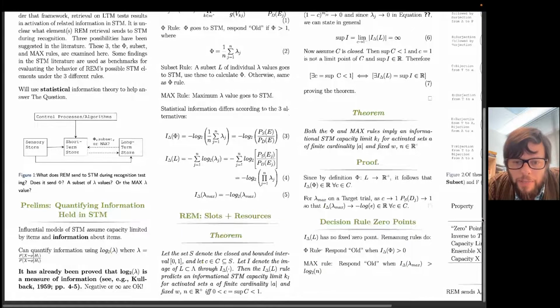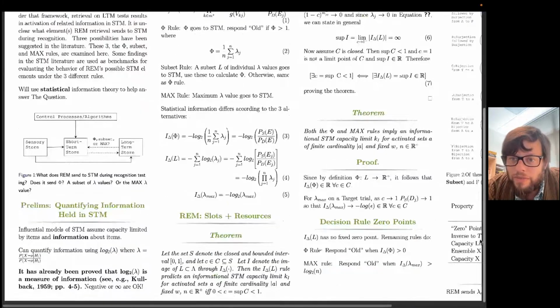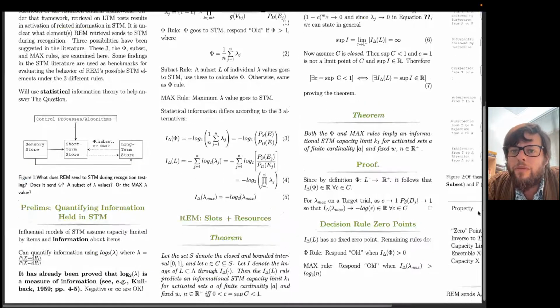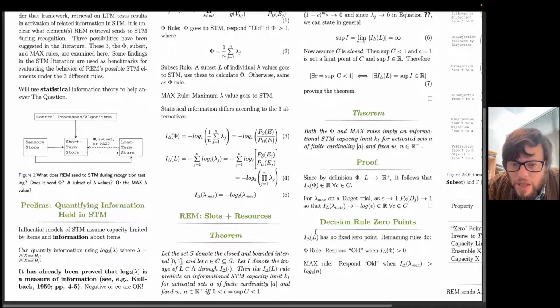So basically, all three of them have a capacity limited information, although with the subset case, the sup of C has to be less than 1. So you have to have a closed subset that's a proper subset of the entire range of C. Okay, so those are just a couple of proofs they showed, as capacity holds for all three.